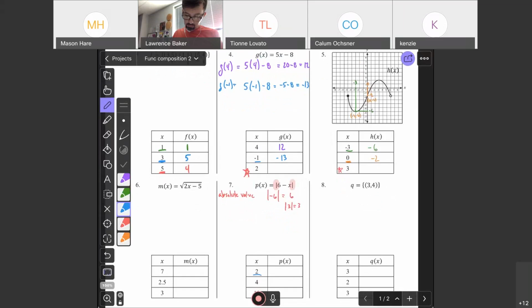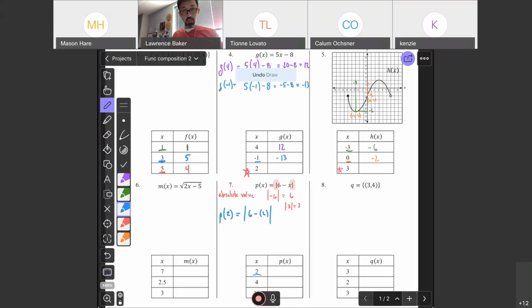You'd write P and then your parentheses, and then you'd put 2 in. And then you close your parentheses, and then you do equals the absolute value of 6 minus 2. Great.